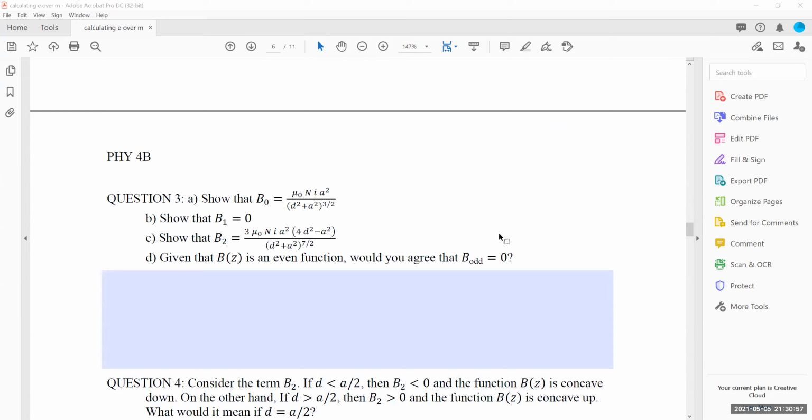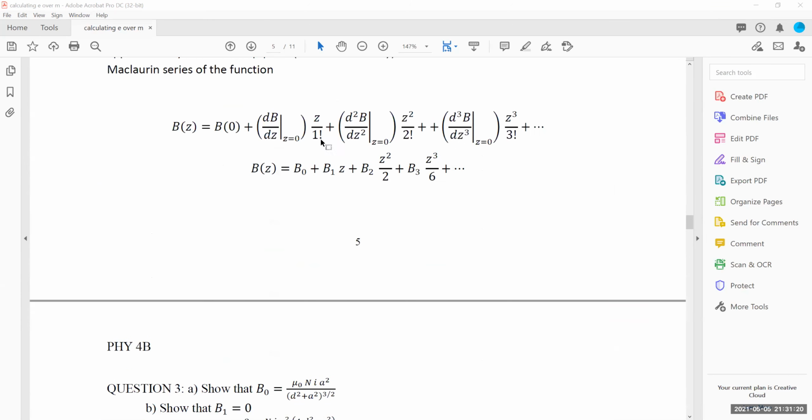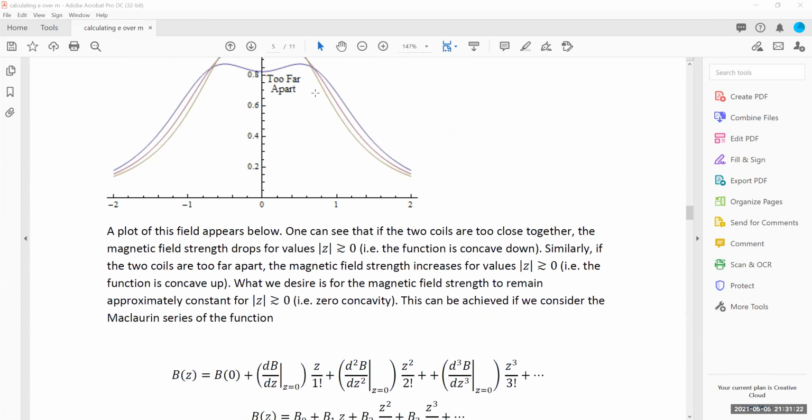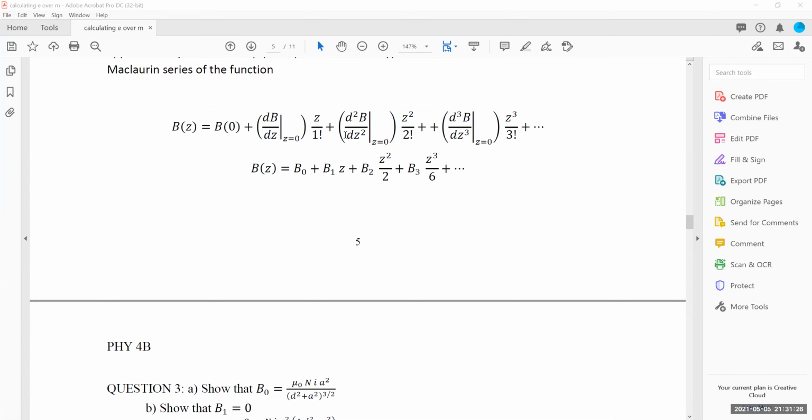Obviously, if you look at this expression, 4d squared minus a squared will determine the sign of everything. If d is less than a over 2, obviously this thing is negative. If d is more than a over 2, obviously this is positive. If d is equal to a over 2, obviously it's 0. So that is the case that you would want to have in this case. Okay, the second derivative also is 0.